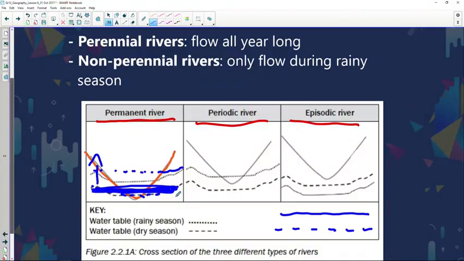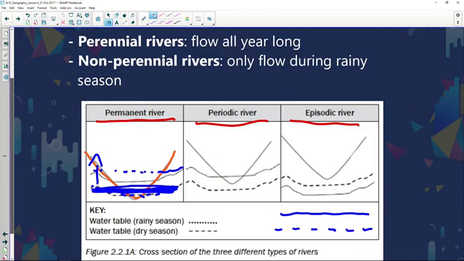Now, if you look at the periodic river, it's very similar to your non-perennial rivers. Unfortunately in South Africa, because we don't receive that much rainfall, it's quite a dry area because of the subtropical high pressure belt, like we discussed in the previous lessons. Periodic rivers are like your non-perennial rivers. It only flows during rainy season.